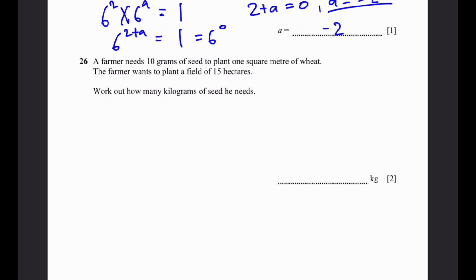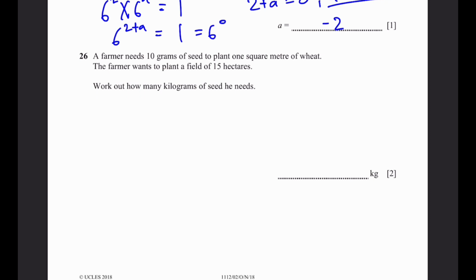A farmer needs 10 grams of seed to plant 1 square meter of wheat. The farmer wants to plant a field of 15 hectares. Work out how many kilograms of seed he needs. So to find square meters from hectares, we just multiply by 10,000. So 15 hectares is 150,000 meters squared.